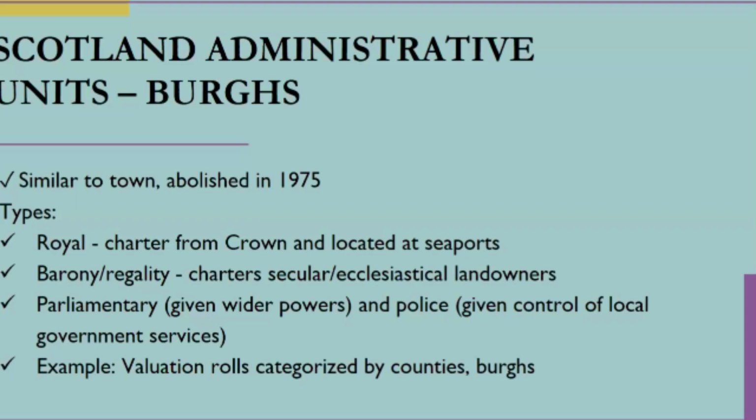And the example I use here is the valuation rolls. They were categorized first by county and then by burgh. So if you were looking at valuation rolls for your particular person in their particular area, you'd be looking at the county first, and then under the county, you'd be looking at the burgh they belonged in.